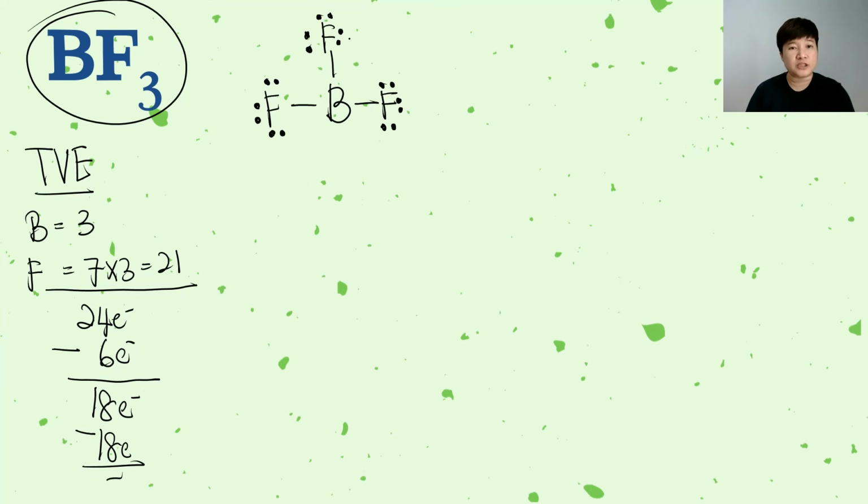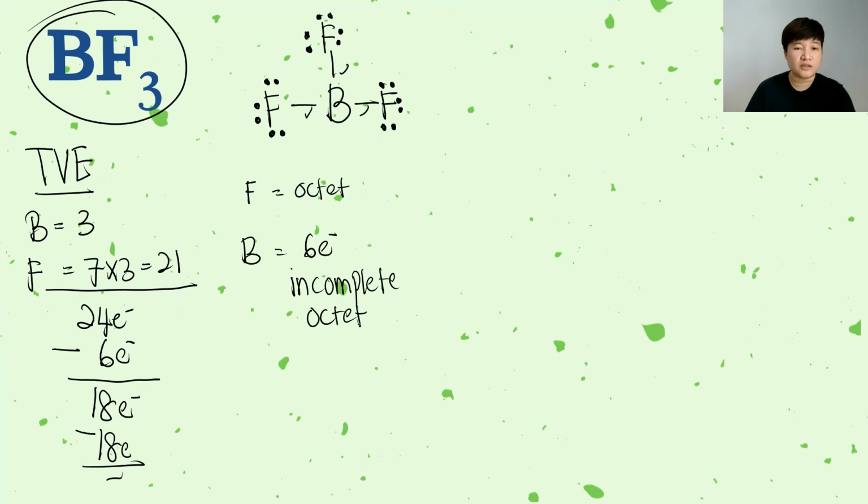Before you make sure your Lewis structure is correct, we check the octet. Your F right now achieves octet because everybody is now holding 8 electrons. Your boron has 6 electrons around it, an incomplete octet. So is your boron qualified to be an incomplete octet? Yes, incomplete octet includes boron. So this Lewis structure is correct.